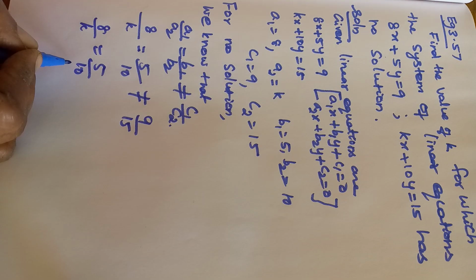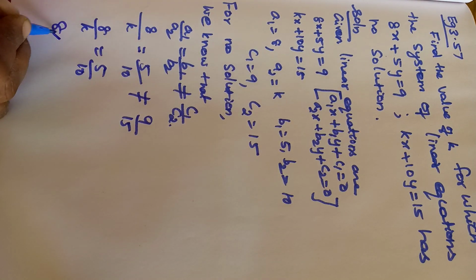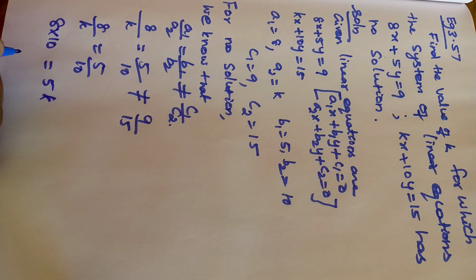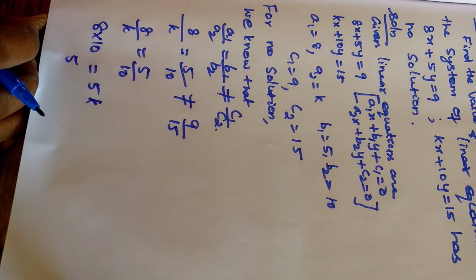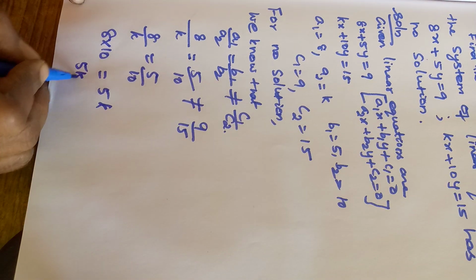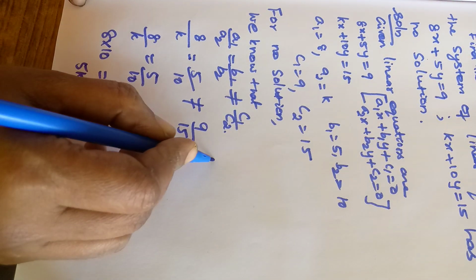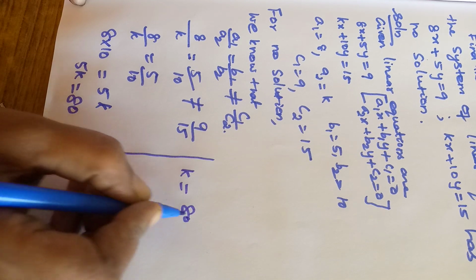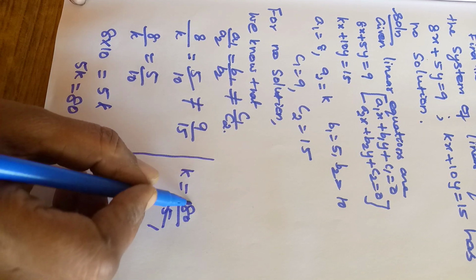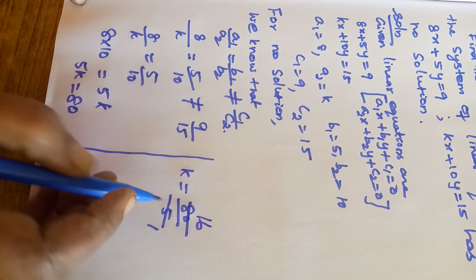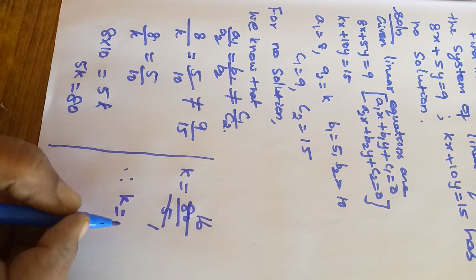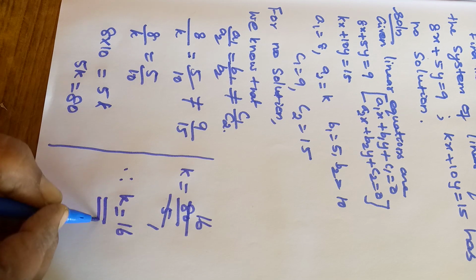Okay. So 8 by k is equal to 5 by 10. Cross multiply it. 8 into 10 is equal to k into 5, which is 5k. So 5k is equal to 80. From here k is equal to 80 by 5. 16 fives are 80. Therefore k is equal to 16. Understand, students?